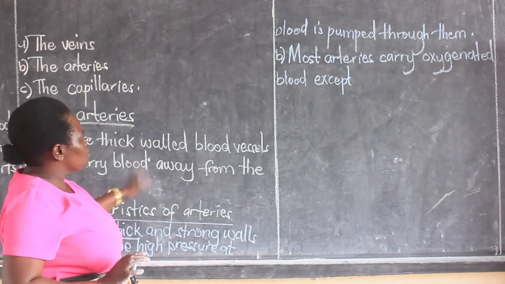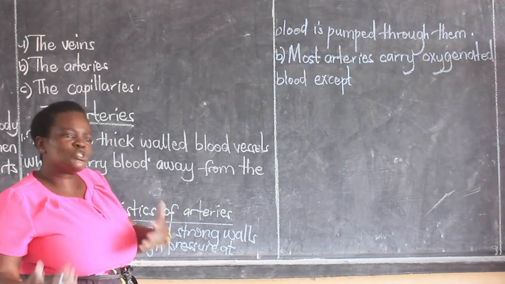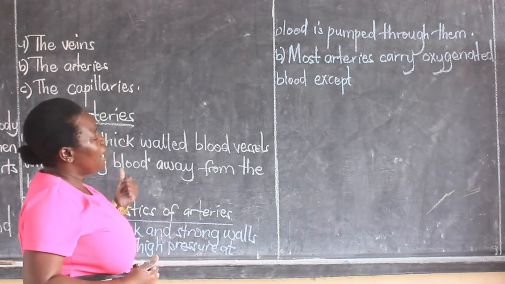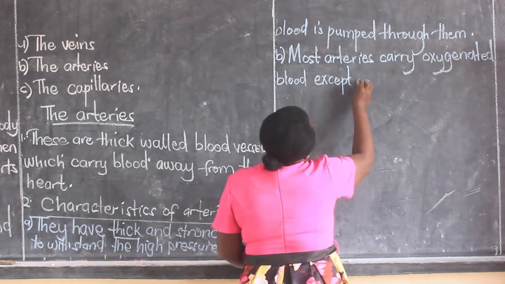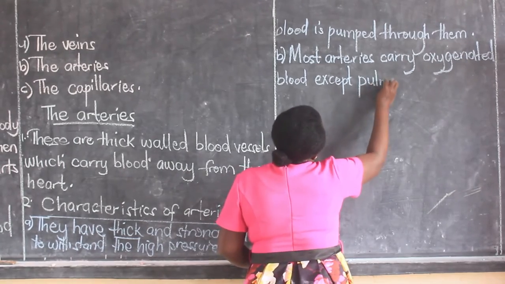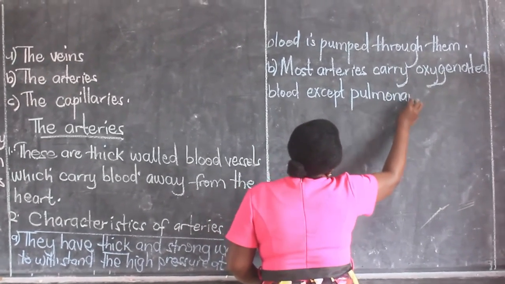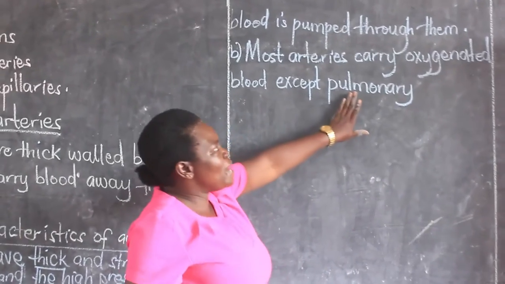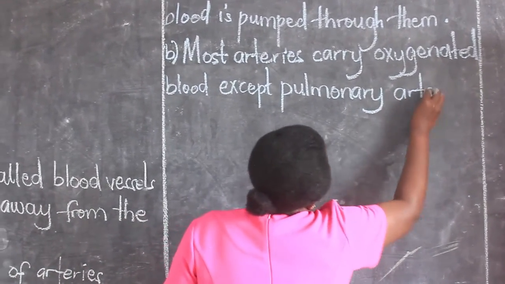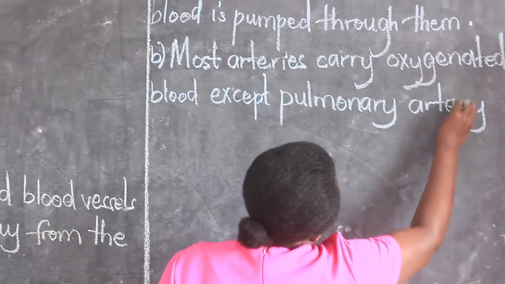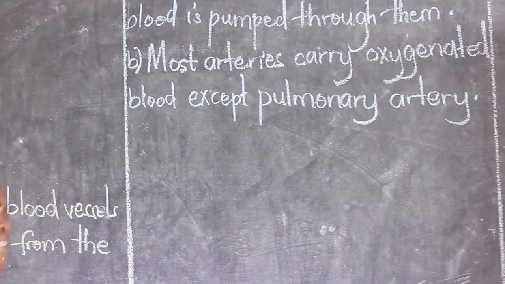Actually, as we continue looking, we are going to look at the special blood vessels that are under the heart, and one of them is called the pulmonary artery. Children, the word is pulmonary artery. Except the pulmonary artery. That is characteristic number two.